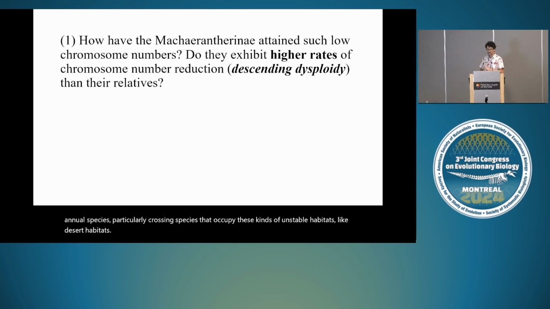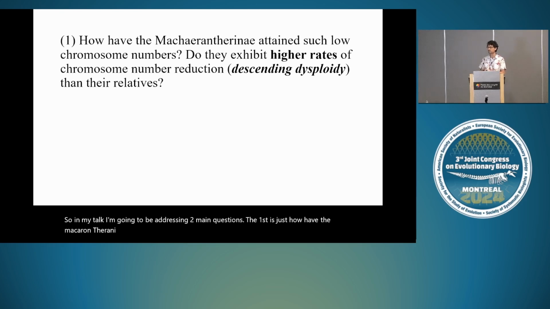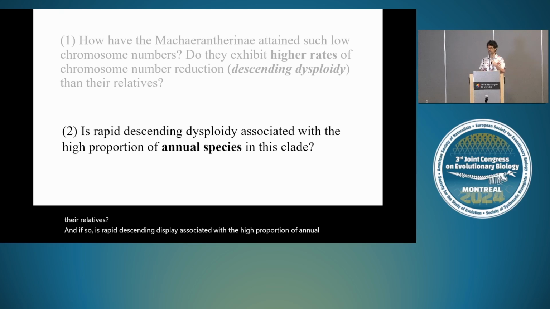In my talk, I'm going to be addressing 2 main questions. The first is just how have these plants attained such low chromosome numbers? For example, do they exhibit higher rates of chromosome number reduction, also called descending dysploidy, than their relatives? And if so, is rapid descending dysploidy associated with the high proportion of annual species, as we might expect from that hypothesis?